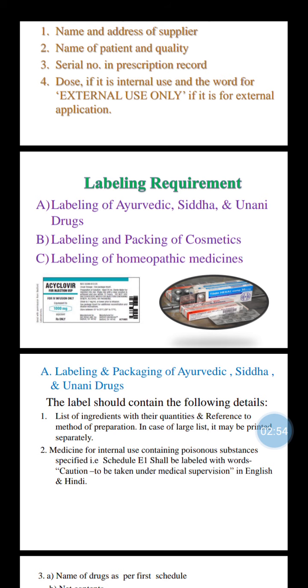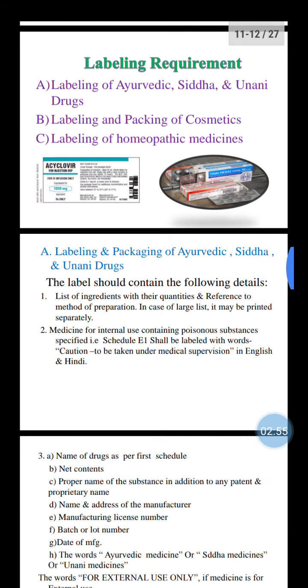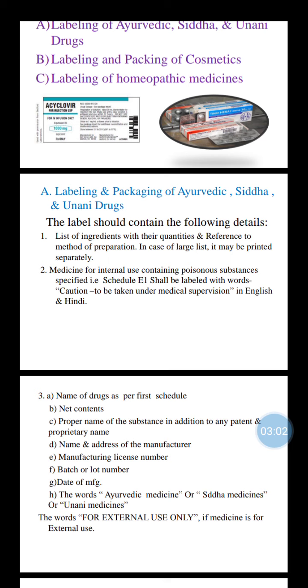labeling of homeopathic drugs. What is the labeling and packing of Ayurvedic, Siddha and Unani drugs? In that, the label should contain the following details. In an Ayurvedic, Siddha or Unani drug formulation, what are the requirements for a label? First, a list of ingredients with their quantities and reference to the method of preparation. In case of a large list, it may be printed separately.